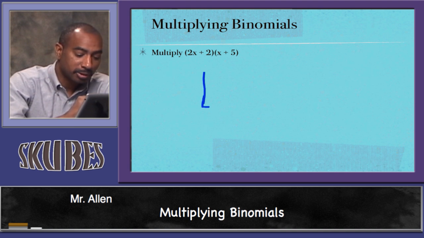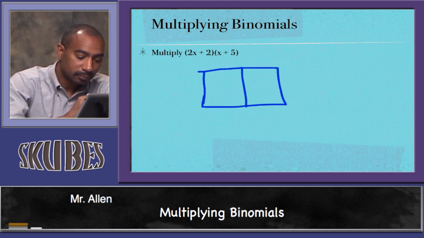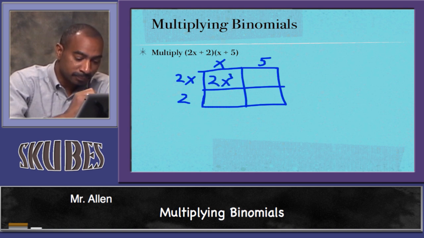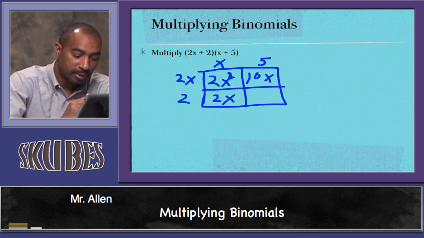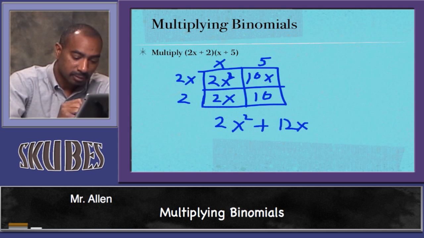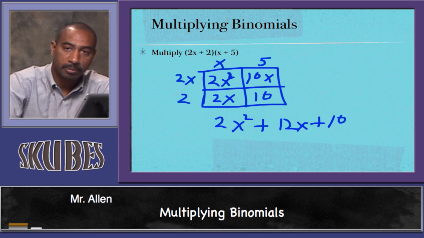Let's say I use the geometric method. So I have 2x and 2, x and 5. 2x times x is 2x squared. And 2 times x is 2x. 2x times 5 is 10x. And 2 times 5 is 10. And you add the like terms. So you got 2x squared plus 12x plus 10. And that's your product.